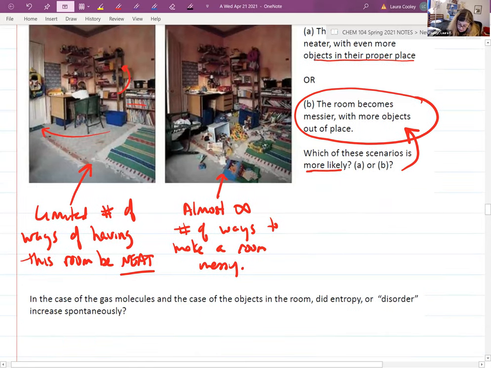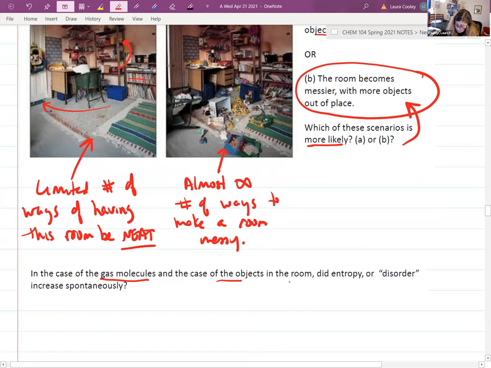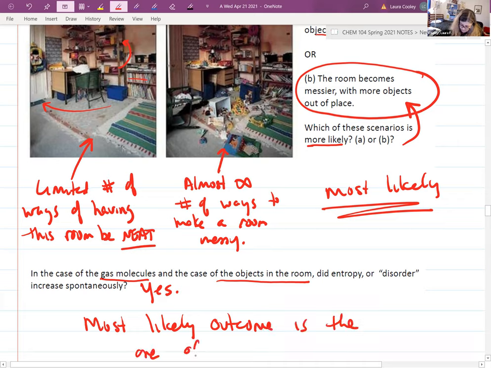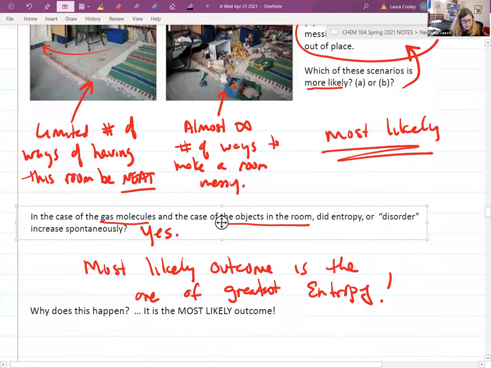So in the case of the gas molecules and the objects in the room, does entropy, does disorder increase spontaneously? The answer to that question is yes. We also think it is the most likely thing. So it seems that the most likely outcome is the one of greatest entropy. And that entropy somehow is based on probability.